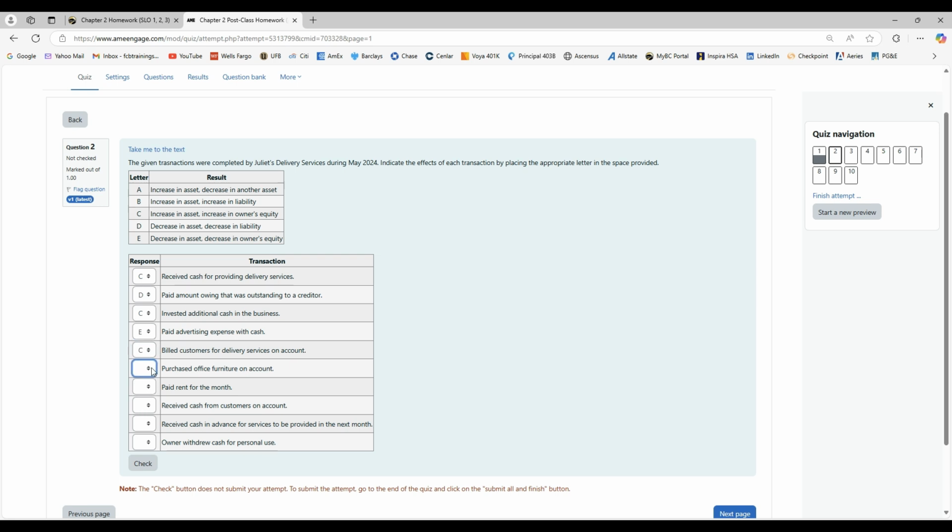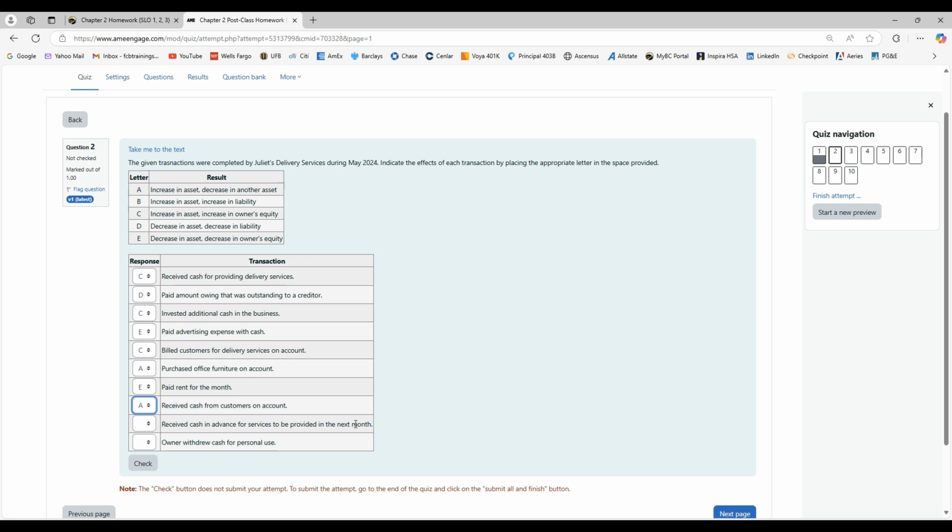Purchased office furniture on account, so we'll have an increase in an asset and an increase in a liability since it's on account. Paid rent for the month, so cash will decrease, so our asset goes down, and an expense will reduce our owner's equity. Received cash from customers on account, so we have an increase in one asset and a decrease in another asset. Accounts receivable goes down, cash goes up.